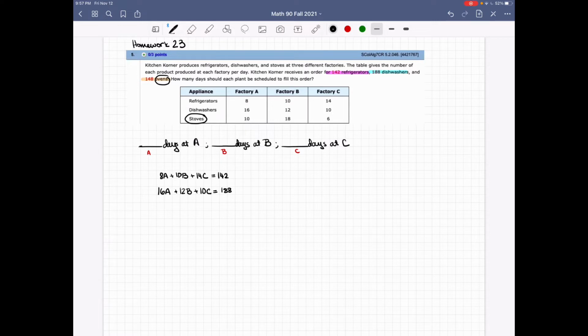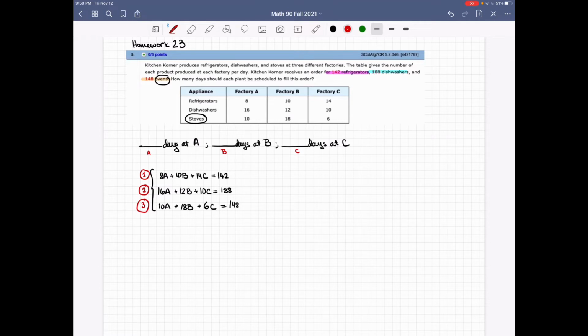So again, in A days at factory A, I have 10A stoves or ovens. In B days at factory B, I have 18B ovens and 6C ovens from factory C, and all told, that's 148. So this is my system. I have equations 1, 2, and 3, and we're going to go ahead and solve.